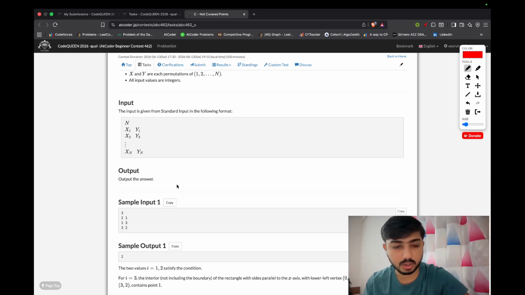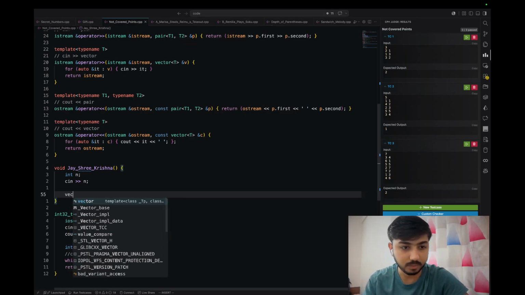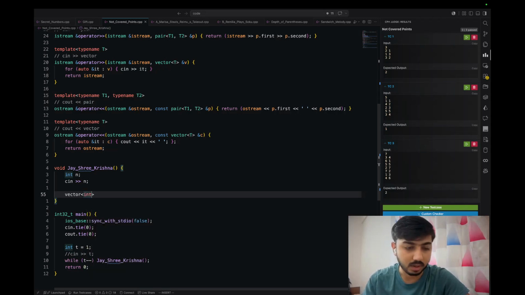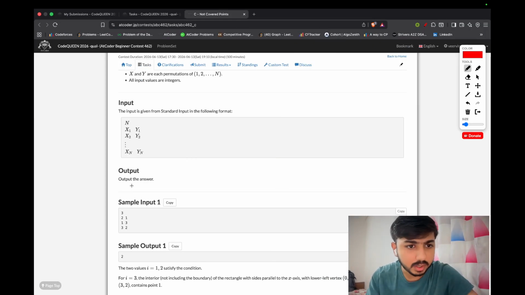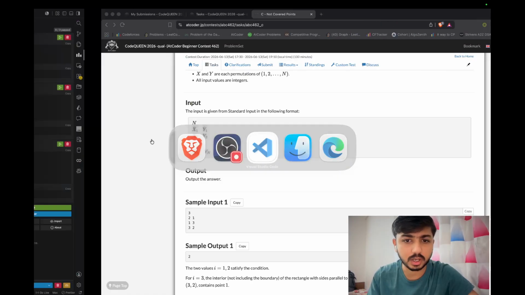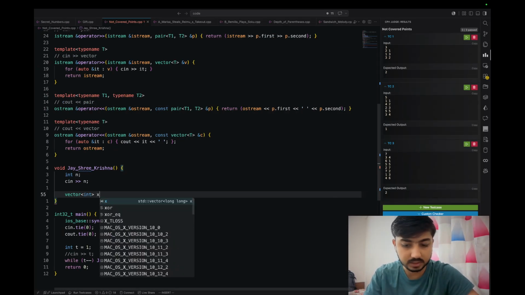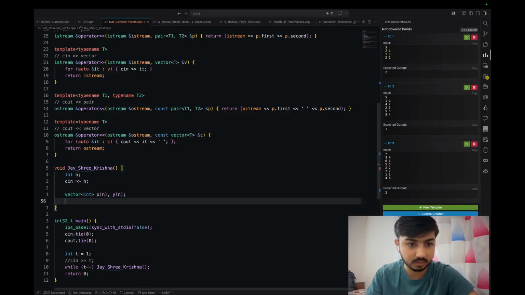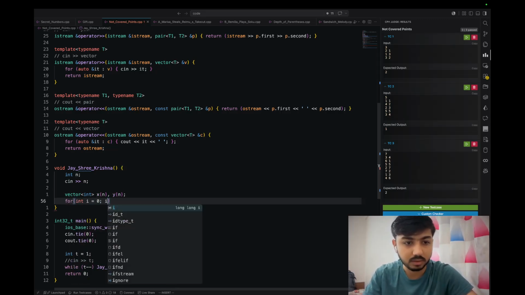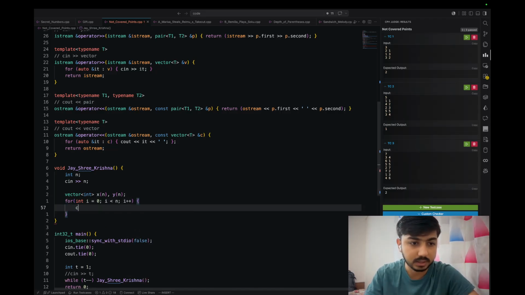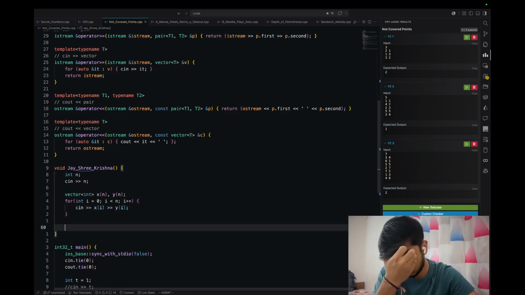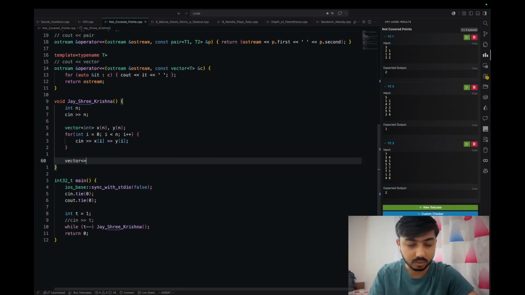So we have to separate out the 4 vectors. Let me first take all x and all y, for i less than n, i plus plus, x of i and y of i. Okay, now I have to separate them out on the basis of quadrant. Let me create a pair, both positive.